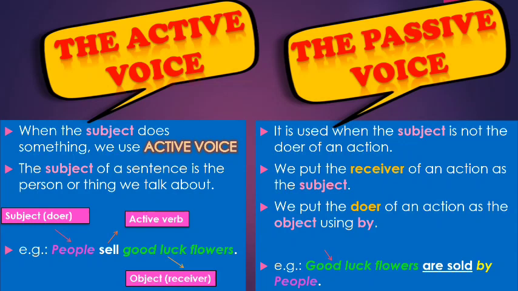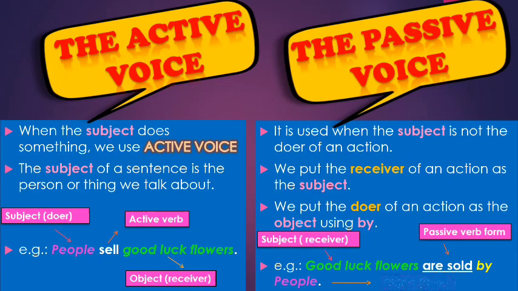Let's see together. Good luck flowers was the object in the active sentence. Here, it becomes the subject, the receiver. And are sold is a passive verb form. It's combined of verb to be plus past participle. It can be in different tenses. By people was the subject in the active sentence, and here it's changed to be the object, the doer in the passive sentence.